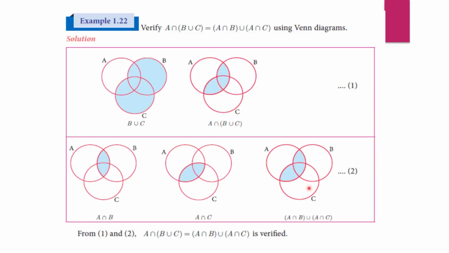Then compare 1 and 2. These two are equal. So from 1 and 2, A intersection B union C equal to A intersection B union A intersection C is verified.